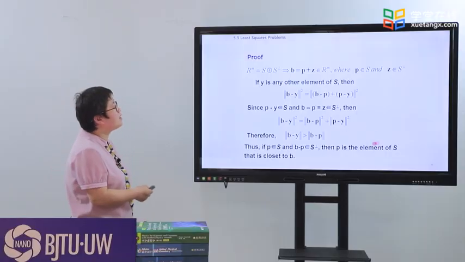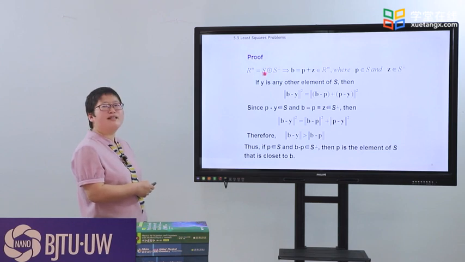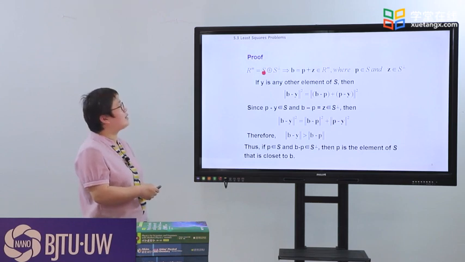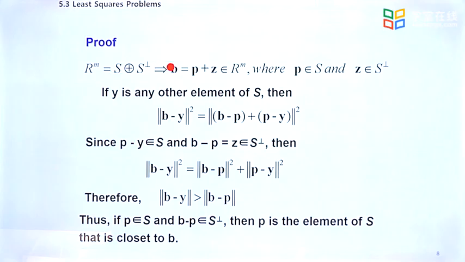Let's see the proof. Because this m-dimensional Euclidean space can be written as S direct sum with S orthogonal complement, you can write b, this m-dimensional vector, as p plus z in Rm, with p in S and z in S orthogonal complement. If y is any other element of S, this means y and p are not the same, right?